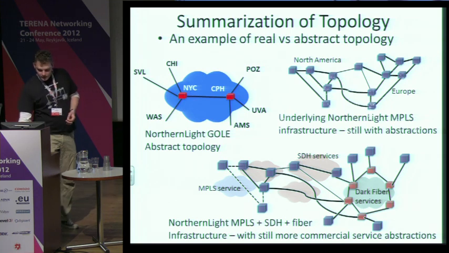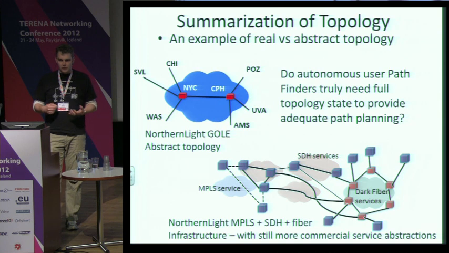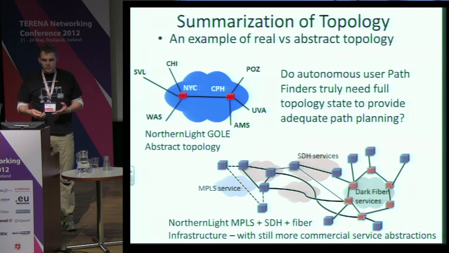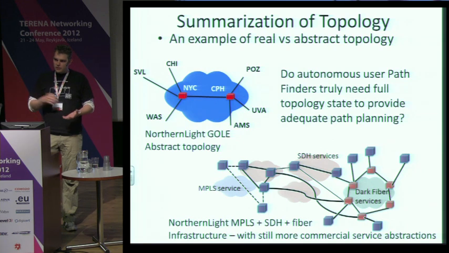But the question is, do the requesters actually need that kind of information to do the path planning that they need? So, on the one hand, you do want to give them enough information to make useful path requests that they need, but on the other hand, you don't want to give them too much detail that they don't really need.